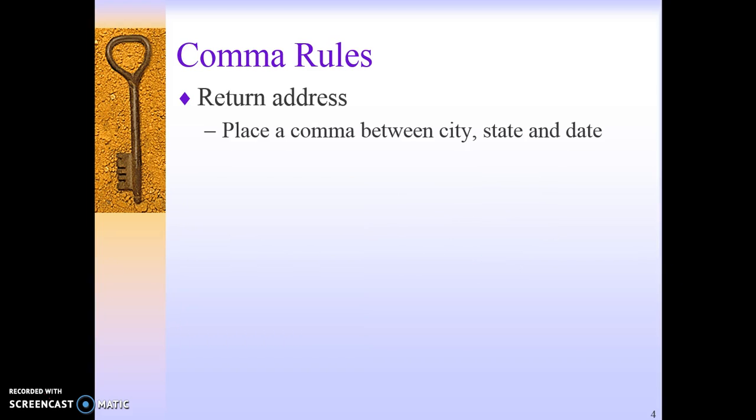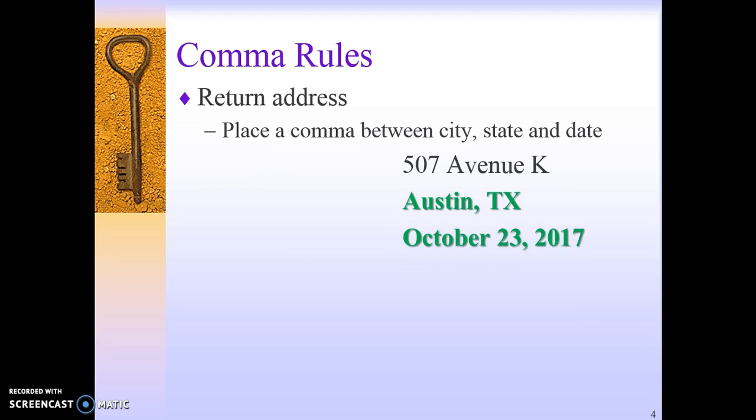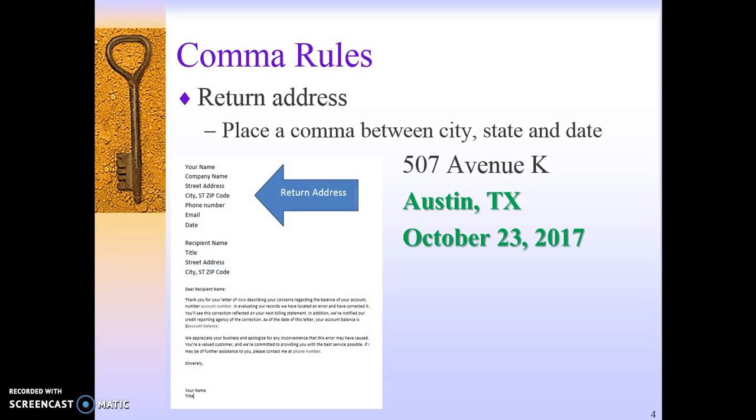Then you have the return address. You want to place a comma between the city, the state, and the date. Here we have Austin, Texas, and then October 23rd, 2017. Again, this is the placement of those commas within the return address.